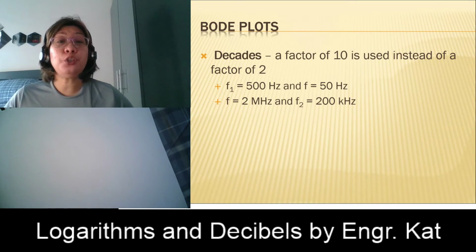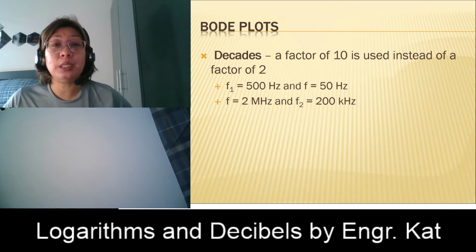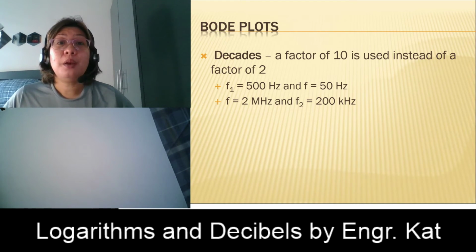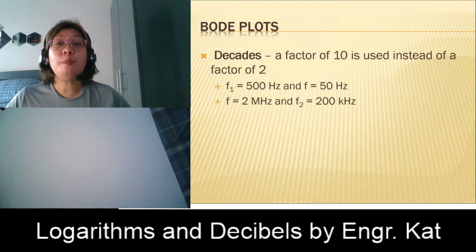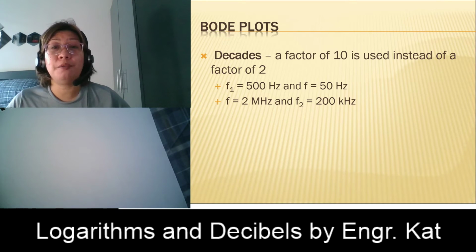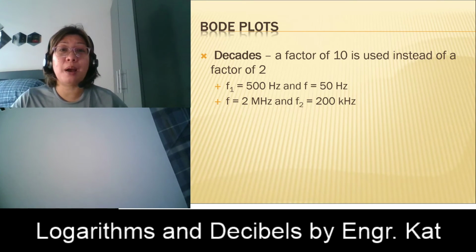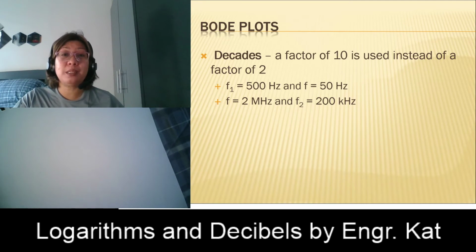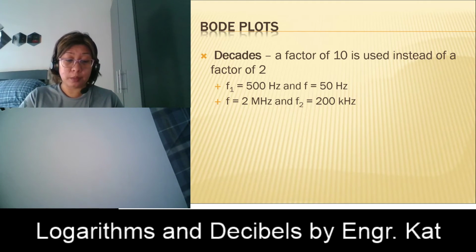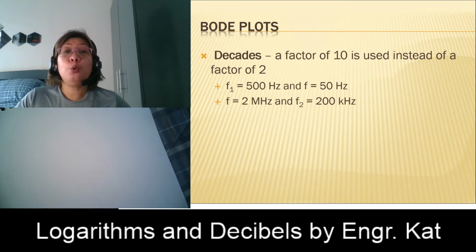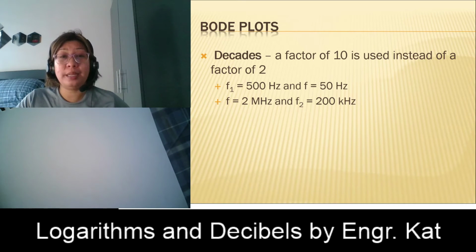So if a factor of 10 is used instead of a factor of 2, we call this a decade. So let us say 500 is 1 decade above 50 hertz, or 2 megahertz is 2 decades above 200 kilohertz. So that is about decades. That means 50 times 10 will give you 500, or 200 kilohertz times 10 is 2 megahertz. So 2 megahertz is 1 decade above 200 kilohertz.